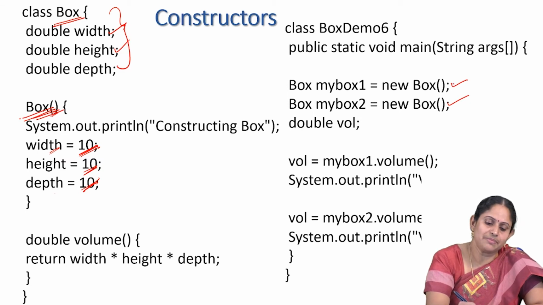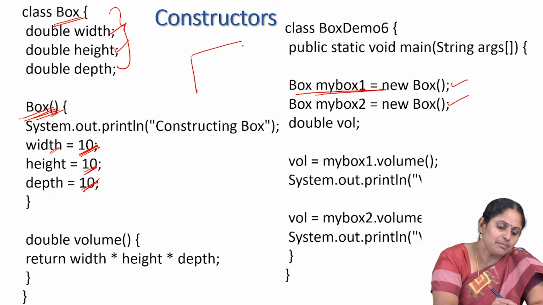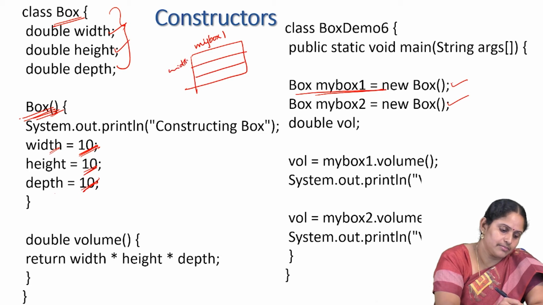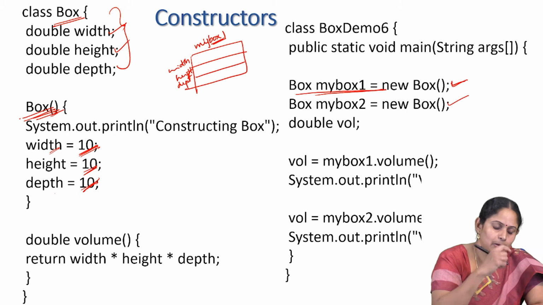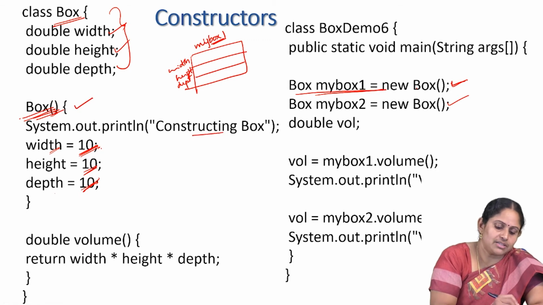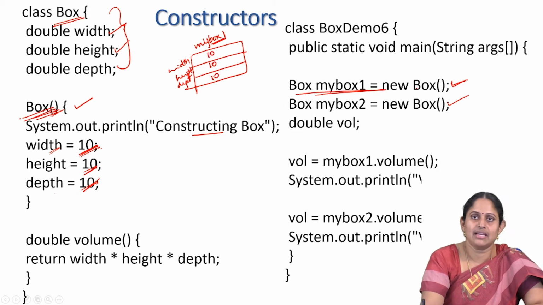So when this object is being created, what happens at this line? We are creating an object. So when we create my box object, it will allocate space for width, height and depth. So once this object is created, at this point, the constructor will be invoked. This constructor will print constructing box in the output, and it will assign 10 to the height, width and depth.